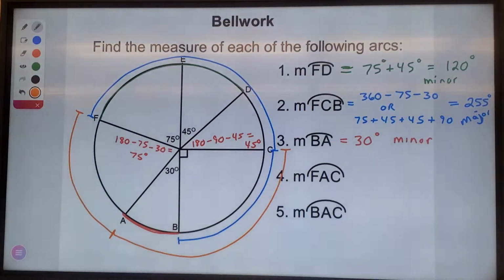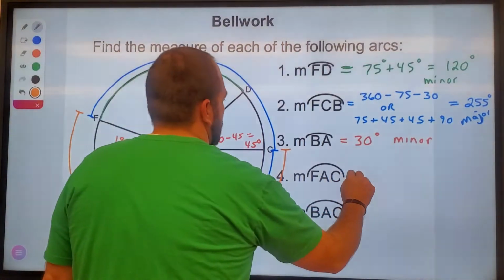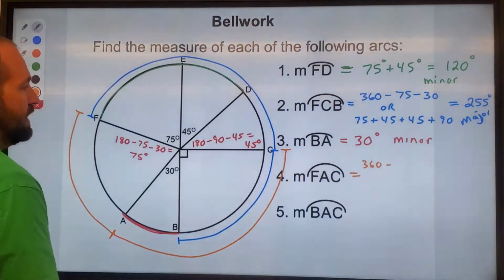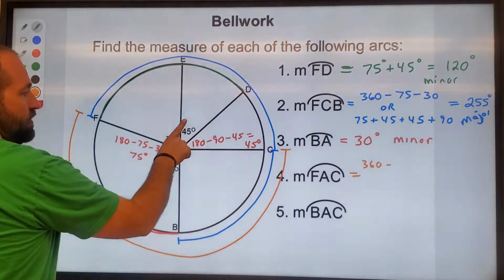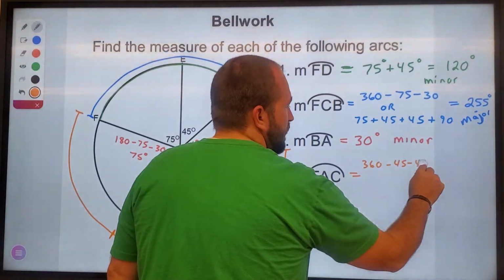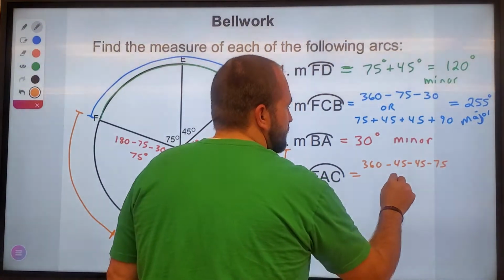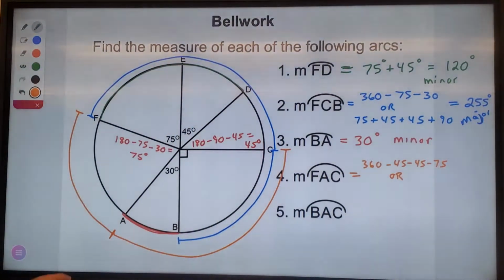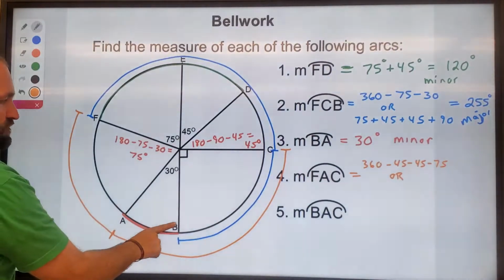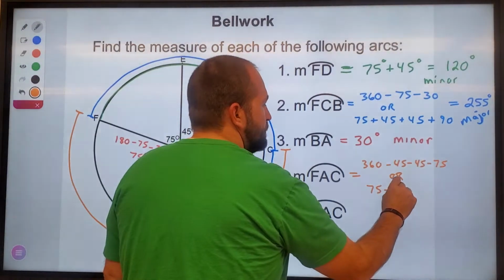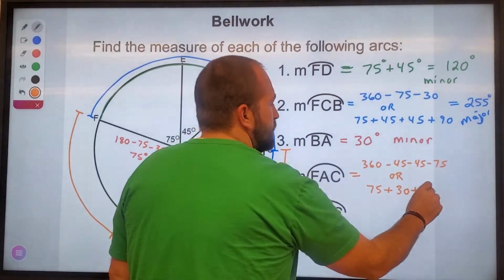Again, I have several options here. I could do similar to what I did for number 2. I could take 360. But here I'd have to subtract this 45, and this 75. So minus 45, minus 45, minus 75. Or I could just add the 3 that I have here. I have this chunk, and this chunk, which means I would have 75 plus 30 plus the 90.